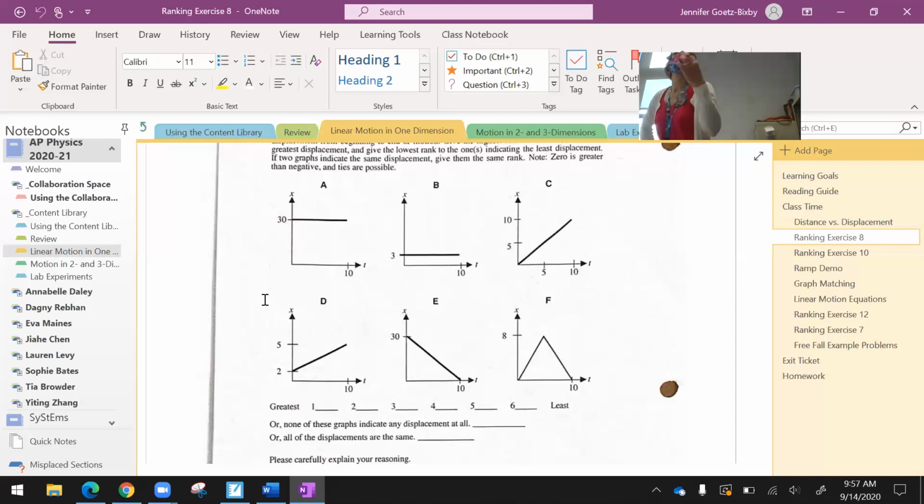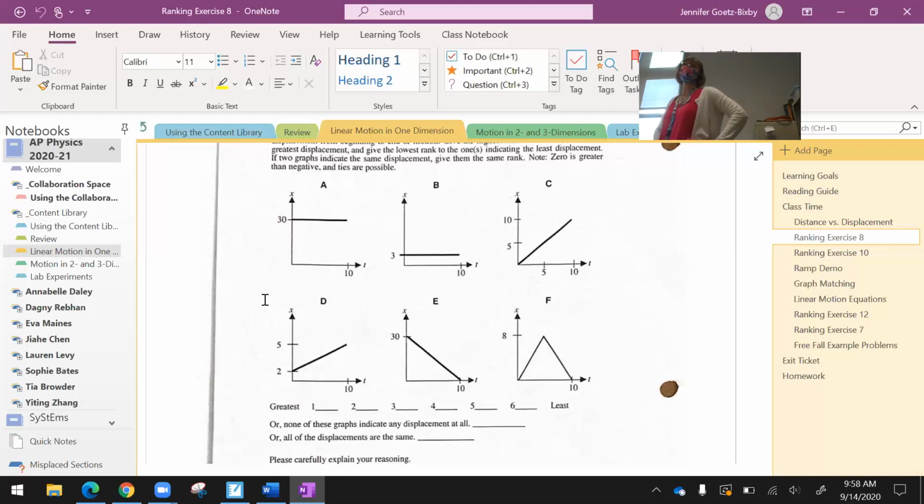Okay, but what does it mean? Describe the motion that's going on in A. Okay, so Tia says we're not moving in A, right? Because no matter what happens with time, my position is still x equals 30, wherever x equals 30 is. Okay? So, Sophie, what's happening in B? Okay, so Sophie says that in case B, we're not moving either, we're just at a different position and not moving. Okay? Eva, what's happening in C?